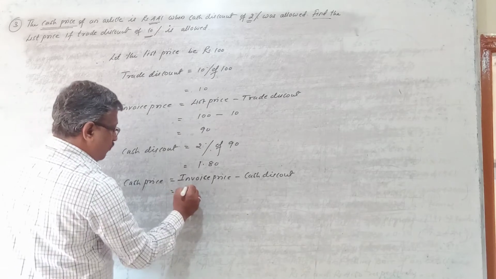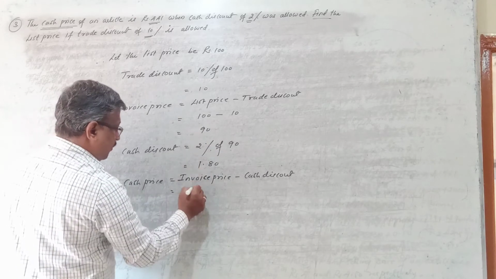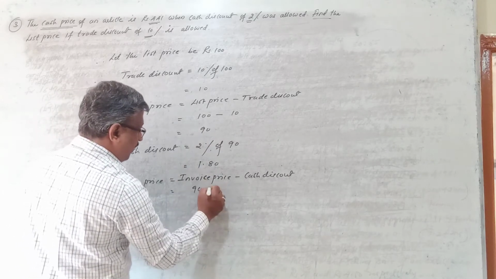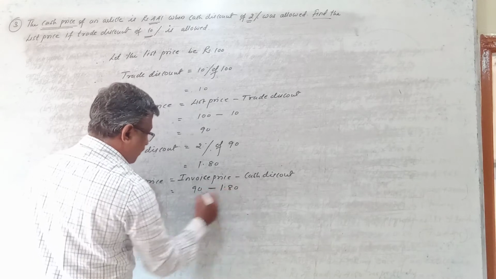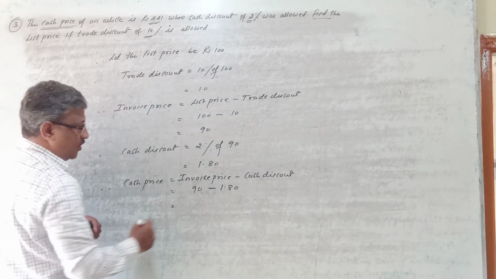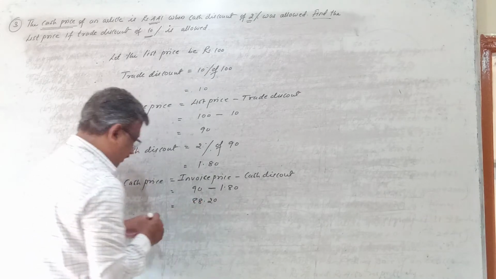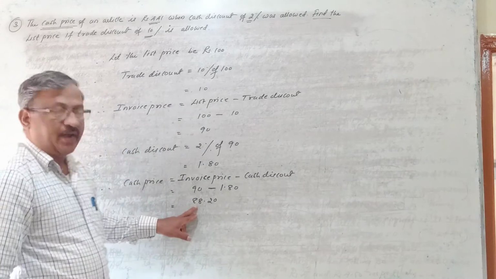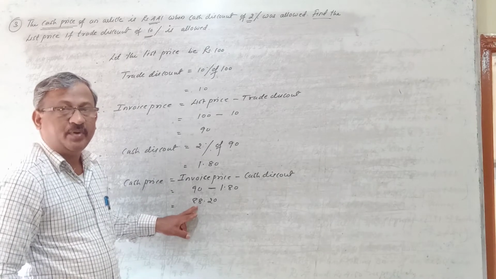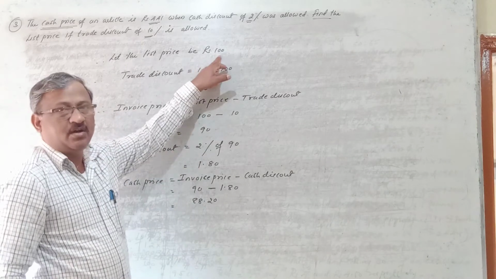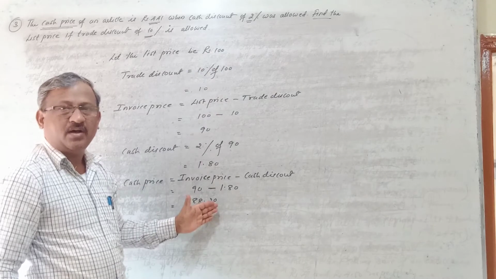So what is my invoice price here? 90 rupees. From 90 rupees you minus 1 rupee 80 paisa, the cash discount. So if you minus, we will get 88 rupees 20 paisa. So my cash price is 88 rupees 20 paisa when my least price is 100. This is all as per my assumption.